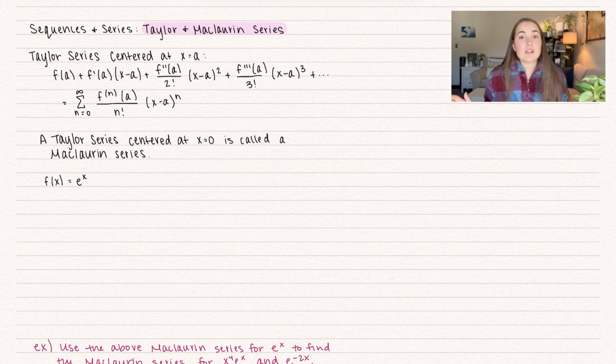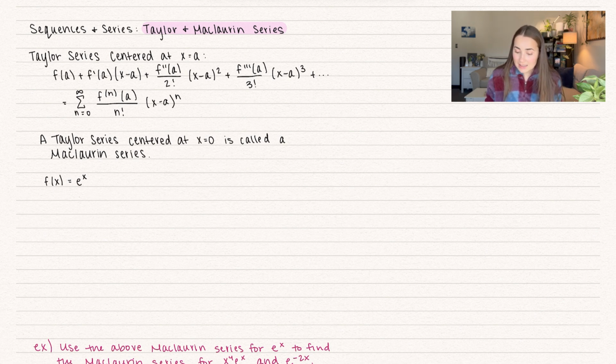So what does this look like as a series? Well, here we have the summation n equals 0 to infinity. You take the nth derivative, you evaluate it at x equals a, you divide by n factorial, and then you have x minus a all to the power of n. So what this is giving you is an infinitely long polynomial, right?